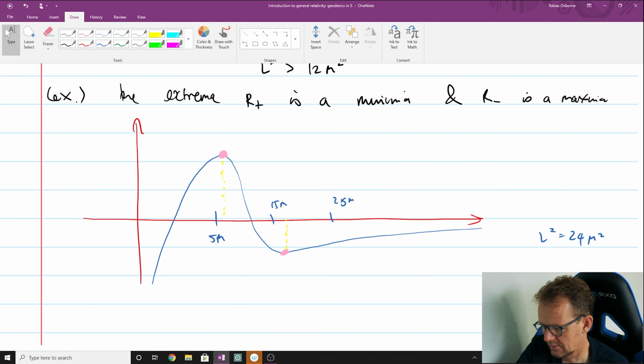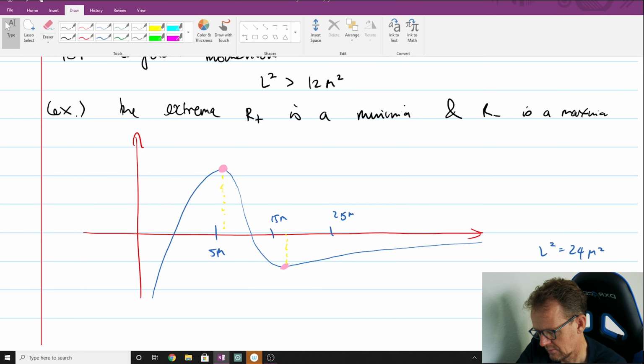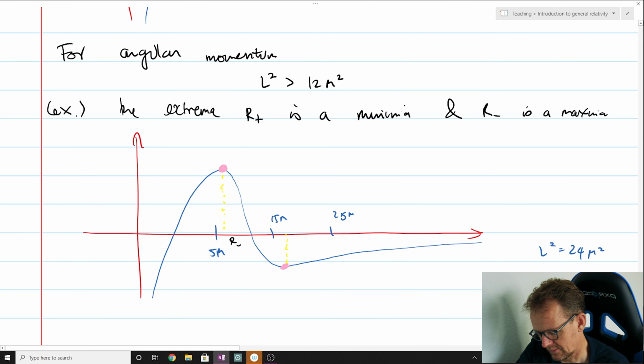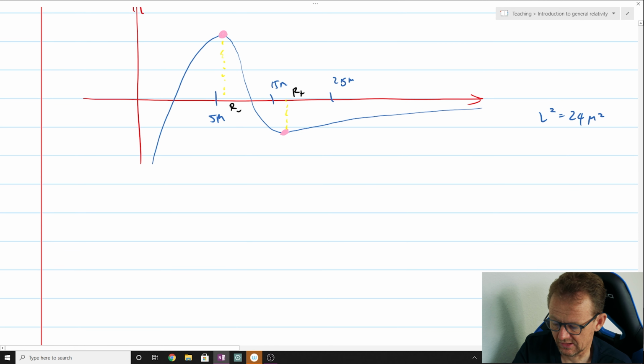So this is R minus here. That's R minus there, and that's R plus there, the minima. So you can see that a fictitious particle in this potential would sort of roll around the minima here and fall down from the maxima. So in particular, it tells us there are stable orbits.